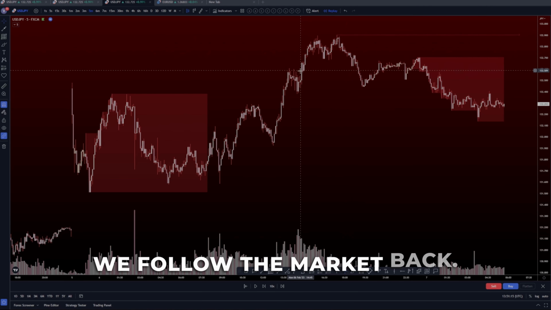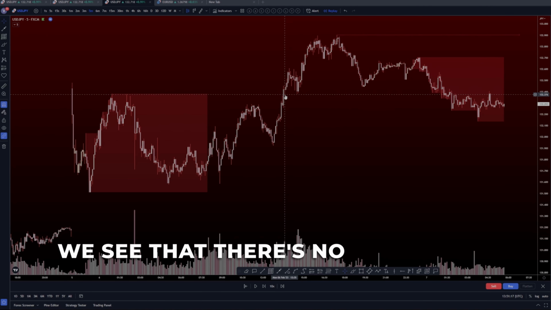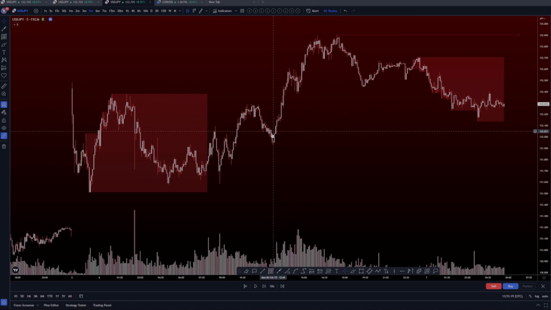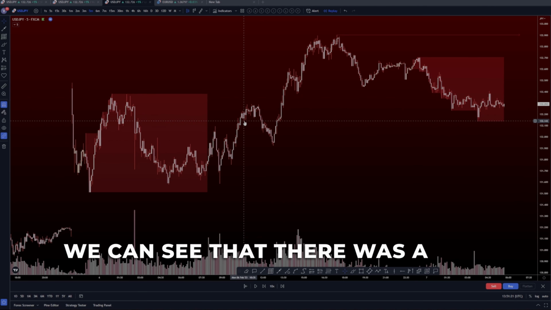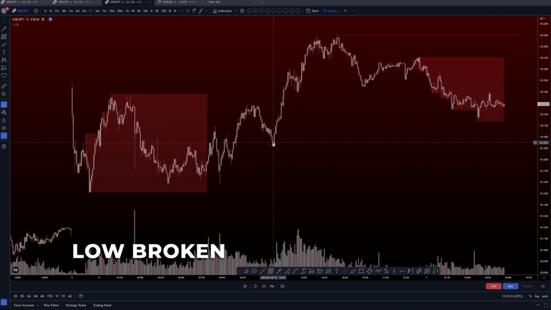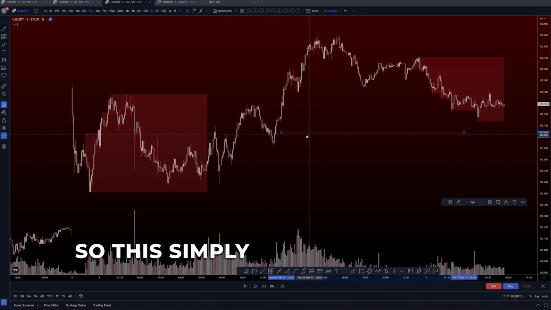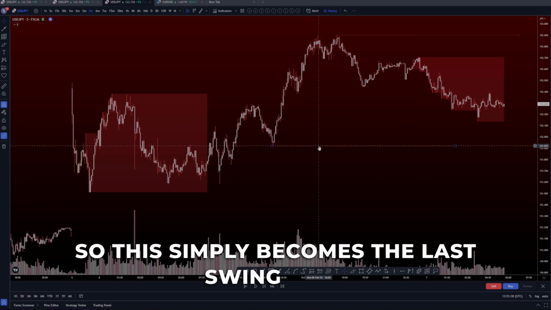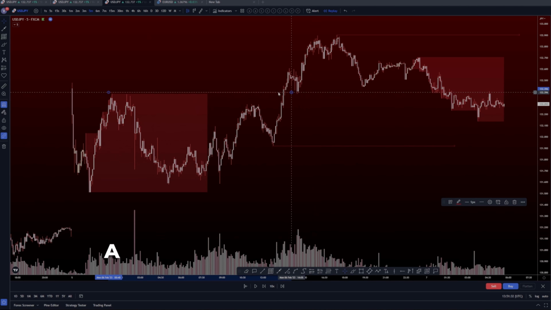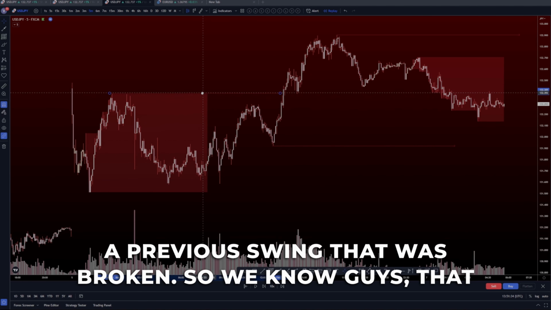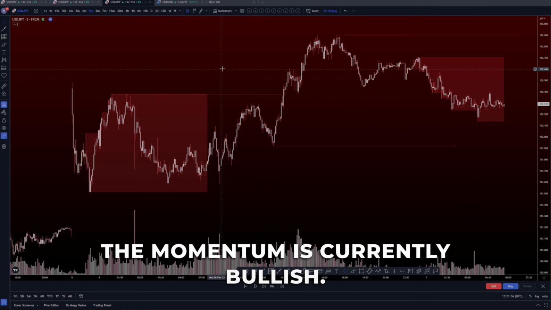We follow the market back. We see that there's no lows being broken by here. We can see that there was a low broken by here, low broken by here, and then a high broken by here. So this simply becomes the last swing low. We can also see that this was a previous swing that was broken. So we know, guys, that the momentum is currently bullish.